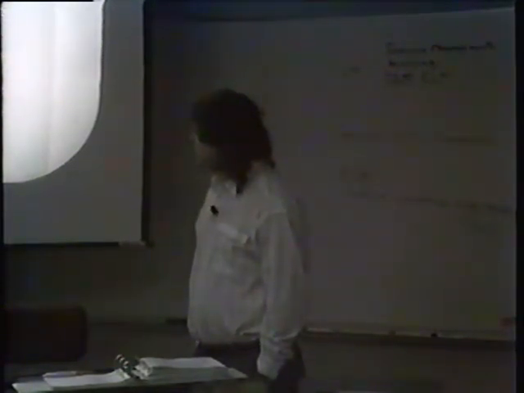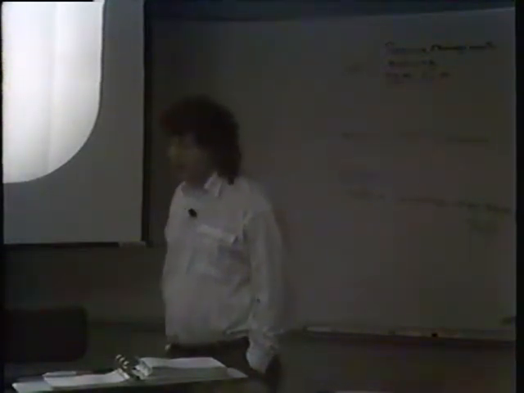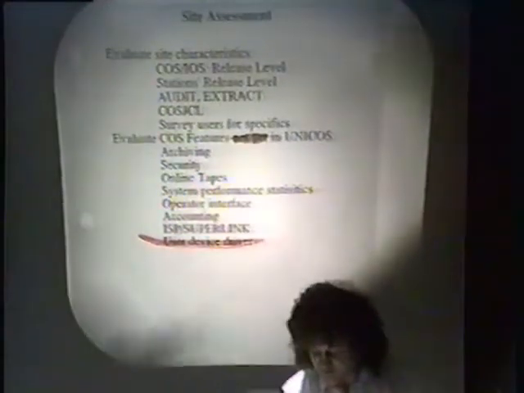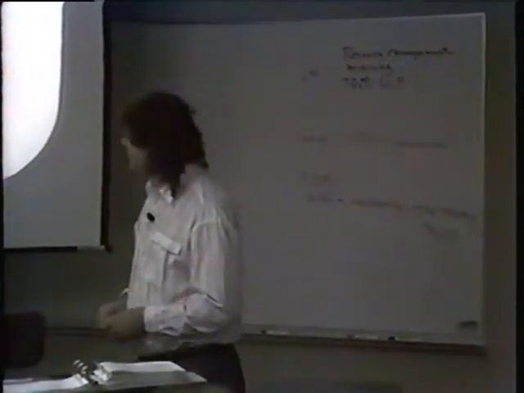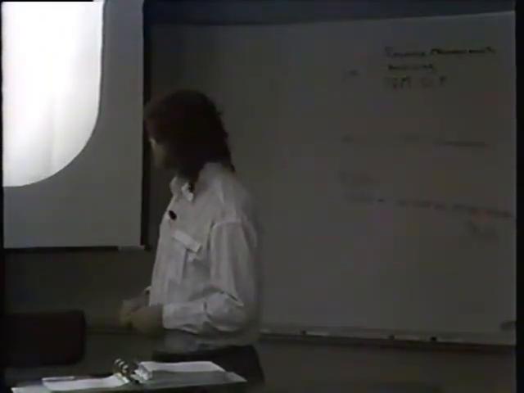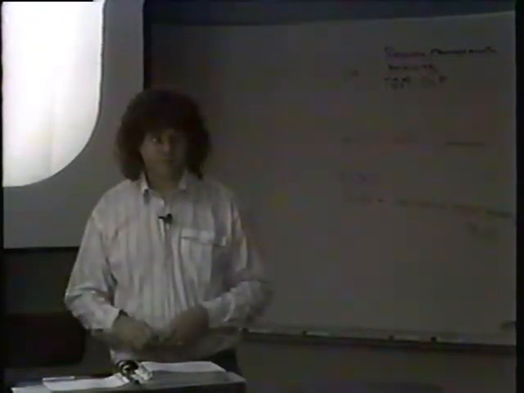They're going to evaluate, and this is the migration team kind of subdivided. They're going to take a look at the COS features that are not yet available in UNICOS. Now, a lot of these are. This obviously was done pre-4.0, but let's just say unique features or something like that. But archiving is available in 5.0. Security was available in 3.0, 4.0. Online tapes is really in final place in 5.0.